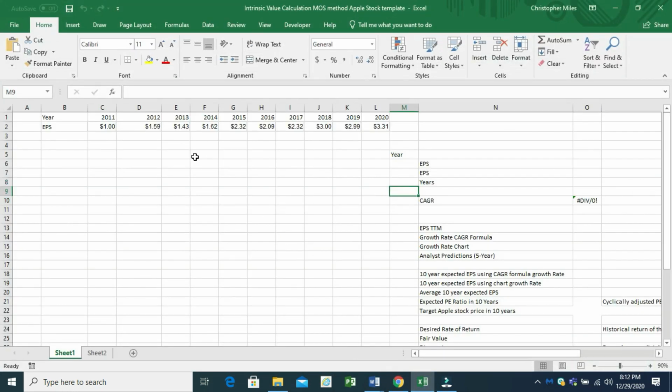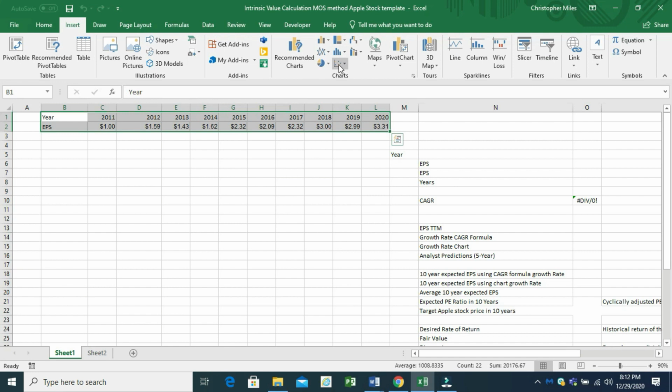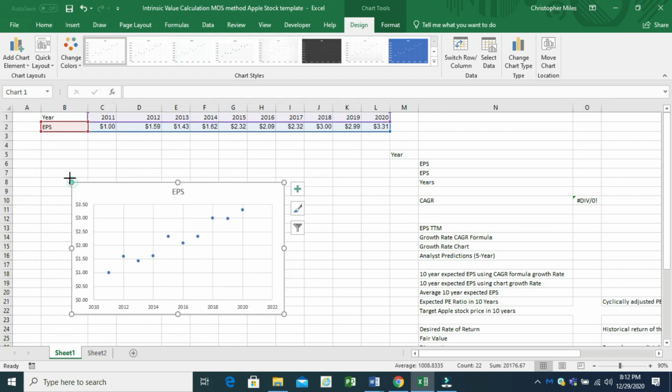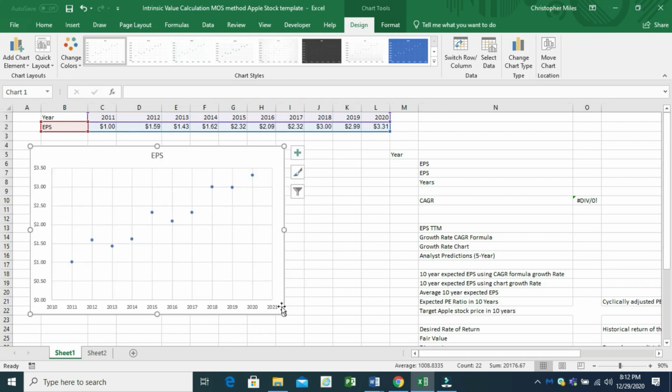Okay, so I've now got my Excel spreadsheet. I've copied over the last 10 years of earnings, and now I'm going to start to analyze these numbers. So the first thing I generally do is put these into a scatter plot chart. Okay, so I'm going to insert scatter plot. Okay, and here it is. So I'm just going to expand it, make it a little bit easier for everyone to see.